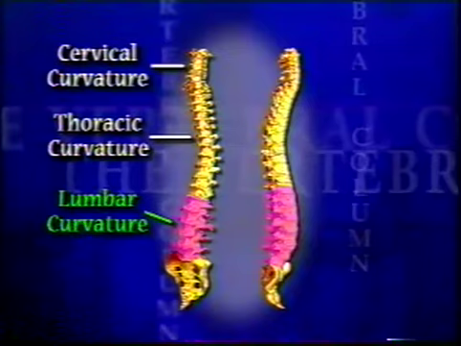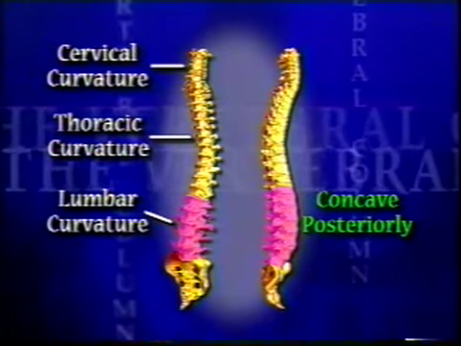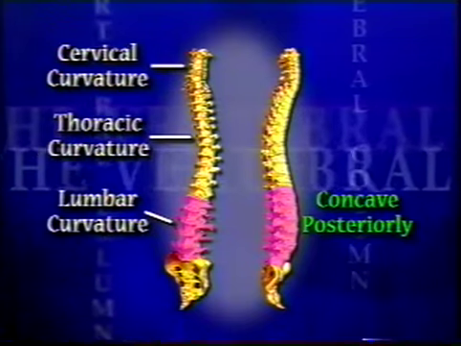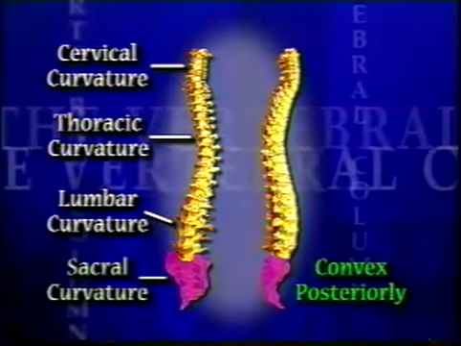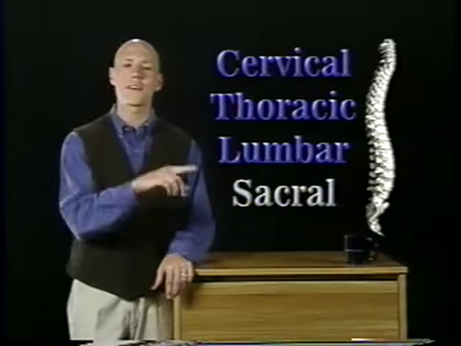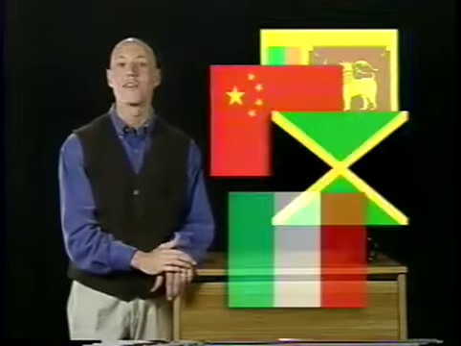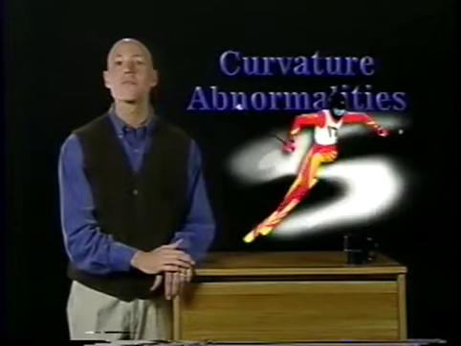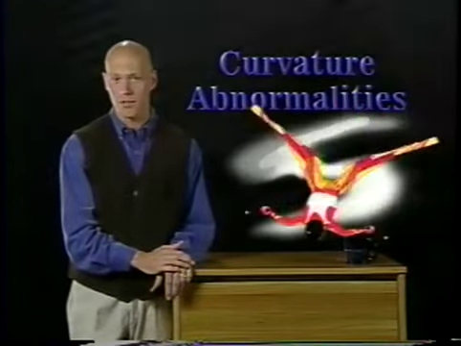The lumbar curvature is also concave posteriorly, but this curve isn't formed until we begin to walk upright. This curvature marks the lower backbone. And finally, the sacral curvature is convex posteriorly. These curvatures give our spines an attractive S shape that men and women adore both at home and abroad. But as with all things good, curvatures have a downside, namely curvature abnormalities.